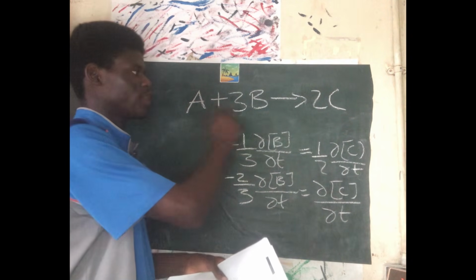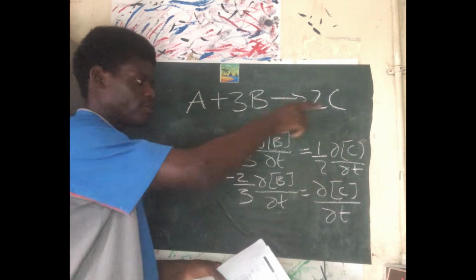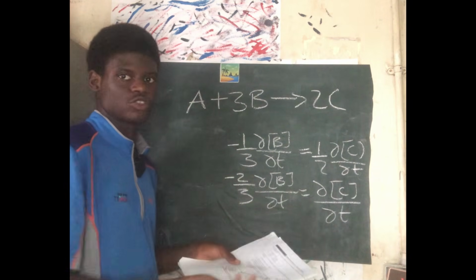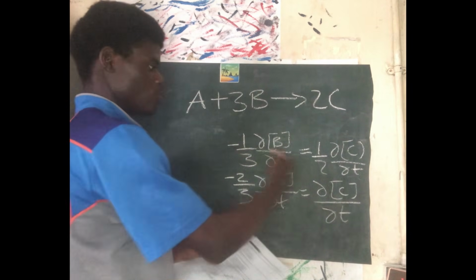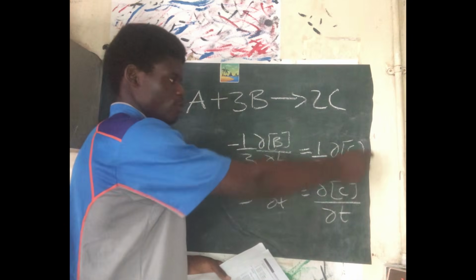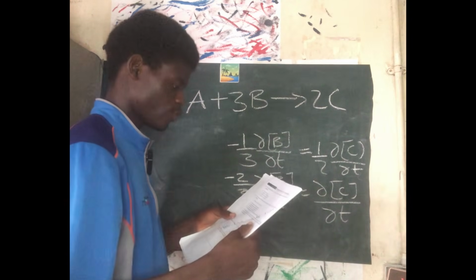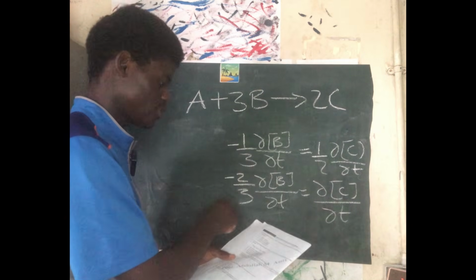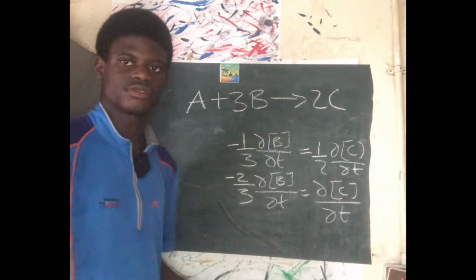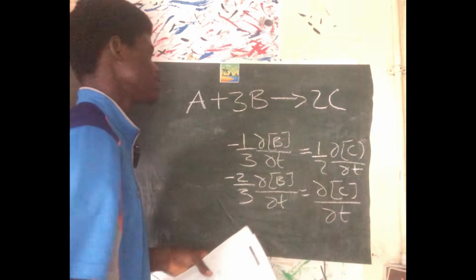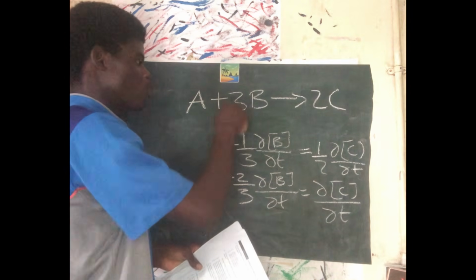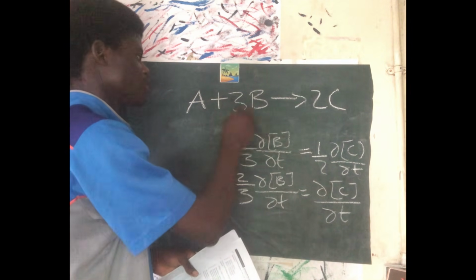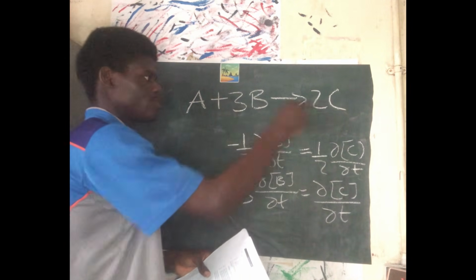You just find the formula that connects the three of them together. Then you look at the one you are supposed to find. Then you cross multiply, make this one the subject of the formula, and you get your answer. So from the options, our answer is option C: minus 2 over 3 change in B over change in T. You should also know that if there's a coefficient, it will be 1 over that coefficient. If it's a reactant, it will be minus. If it's a product, it is plus.